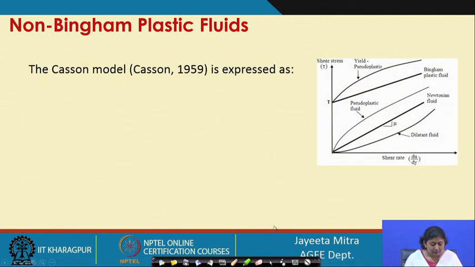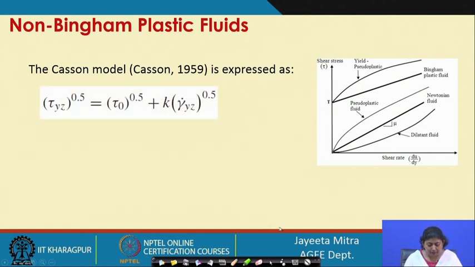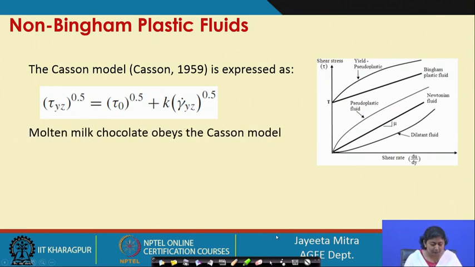Now, another model is called the Casson model. The Casson model will also show the non-Bingham plastic nature of the food. This is shown as tau yz to the power 0.5 equals tau 0, that is the yield stress, to the power 0.5, plus consistency index into shear rate to the power 0.5. Especially this kind of phenomenon has been found in the case of molten milk chocolate.